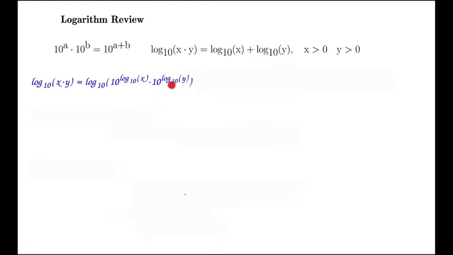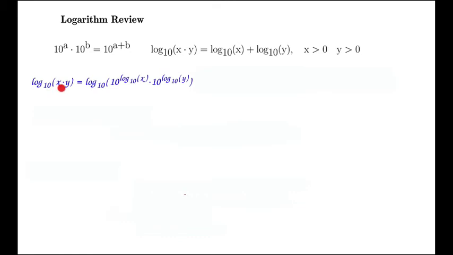Maybe it's easier to see backwards. 10 to the log base 10 of x, if you were just asked to simplify that, well, you would say 10 to the log base 10 of x is just x, because 10 and log base 10 undo each other. So 10 to the log base 10 of x would simplify down to x. 10 to the log base 10 of y would simplify down to y. So if you were to start with this expression, you would simplify it back to this expression. That is, this 10 to the log base 10 of x is equal to x. This 10 to the log base 10 of y is equal to y.